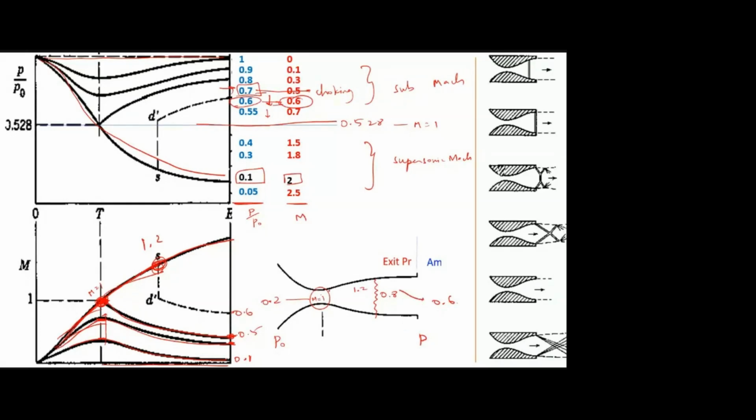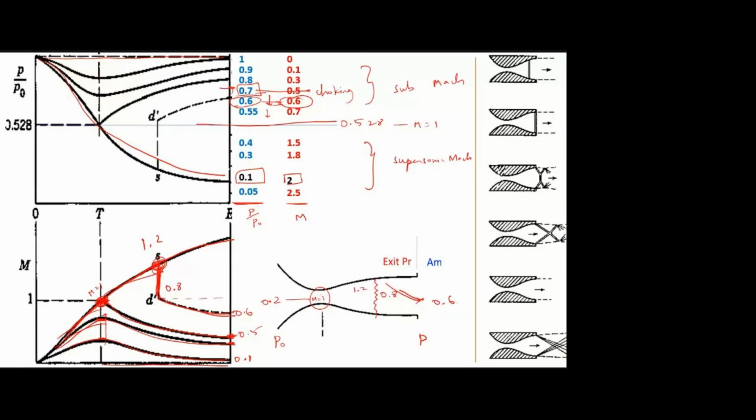So there is a normal shock which converts 1.2 to 0.8, and that 0.8 is further decelerated to 0.6. I should not draw a straight line because there is a deceleration, so it goes from 0.8 to 0.6. Is it clear?